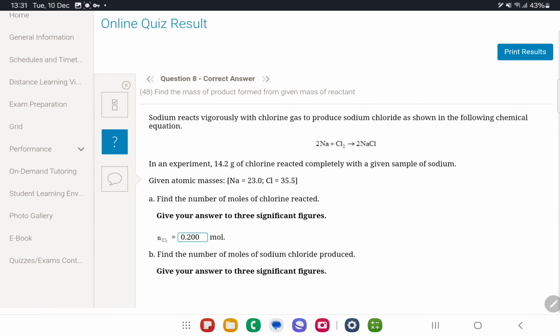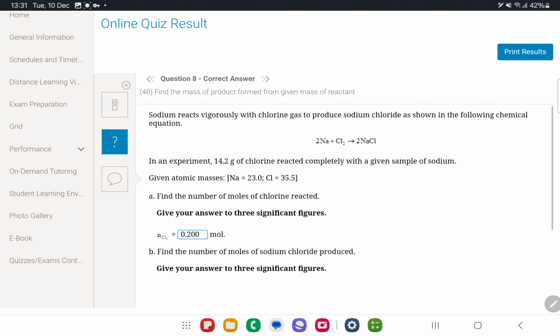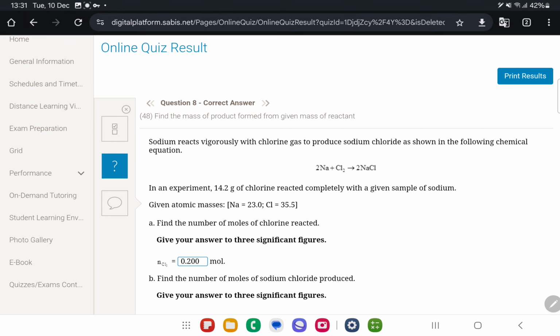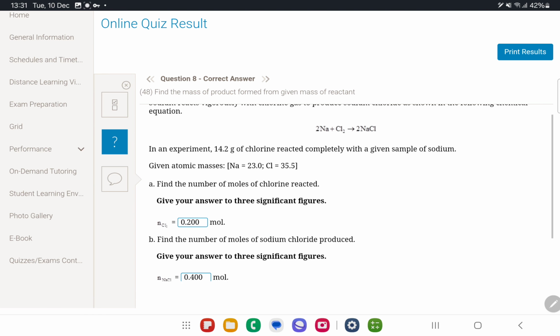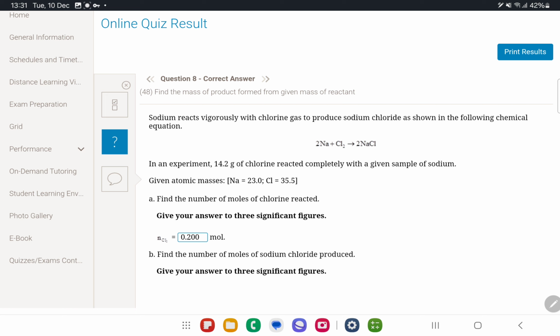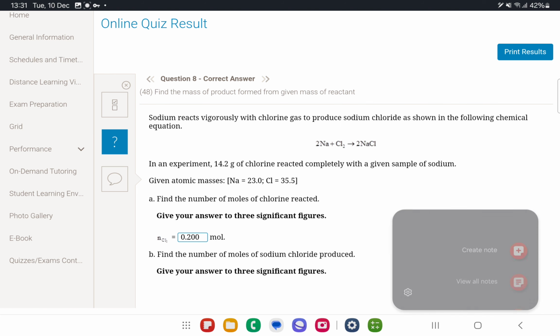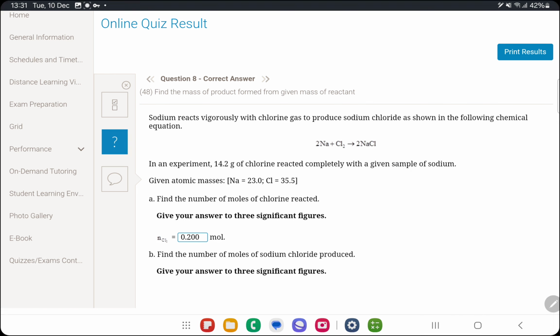Okay, now we moved on to the past questions. For these type of questions, always read the given before solving, okay? Because there's always an easier way. There are many ways to solve this, but finding the easier way is always the most efficient way of solving the exam, since we don't have much time. Okay, for part A, find number of moles of chlorine reacted. Alright, let's look at the given now.